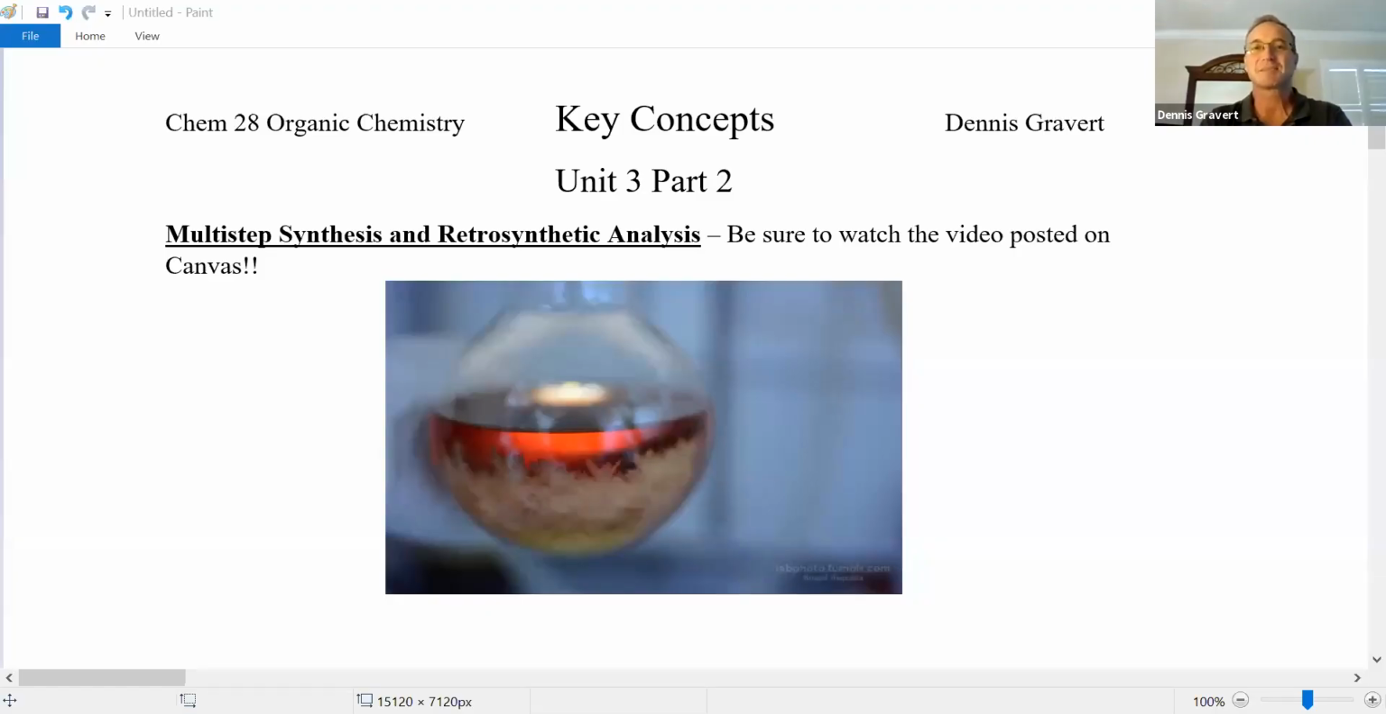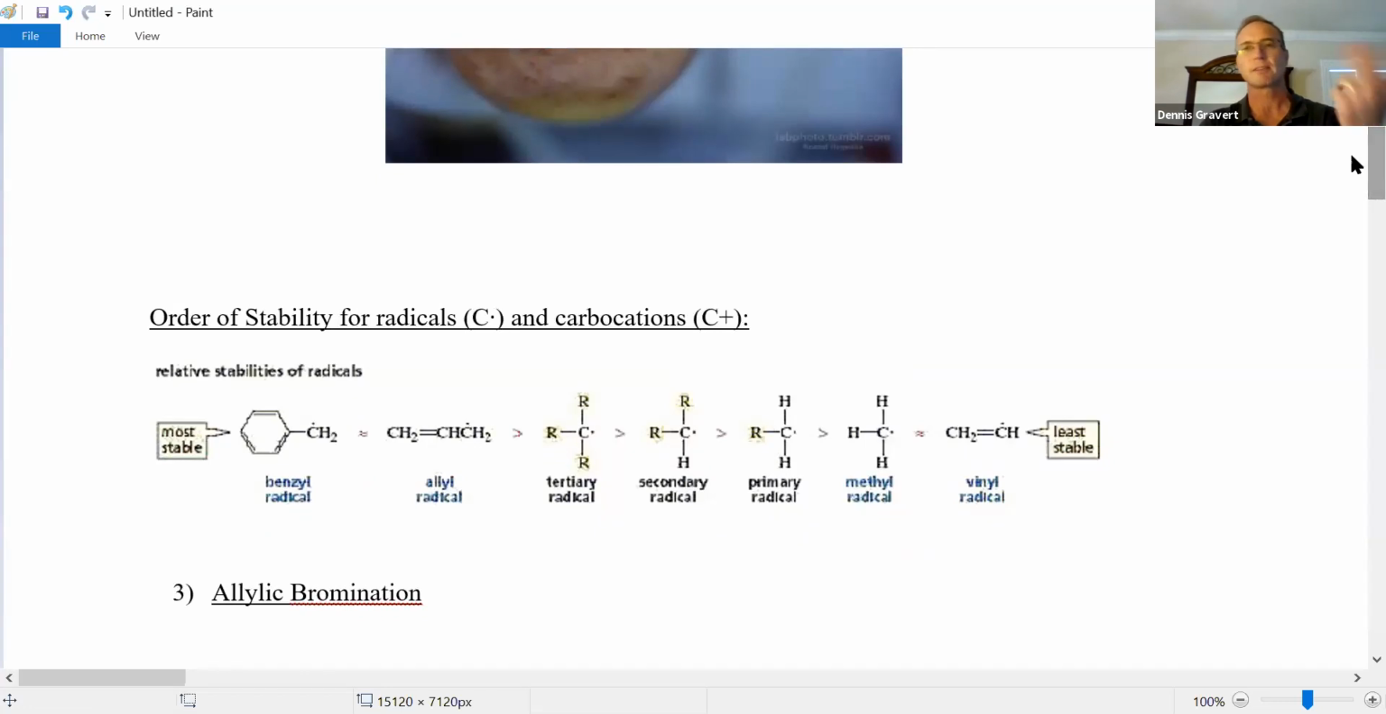We are in Key Concepts Unit 3, Part 2. We already got started in this section. This was wrapping up the alkyne reactions, the carbon-carbon triple bond reactions. So now we're moving on to another functional group, alkyl halides. We actually started that by reviewing a couple of reactions on how to make alkyl halides, carbon-carbon single bond molecules, alkanes containing halides.